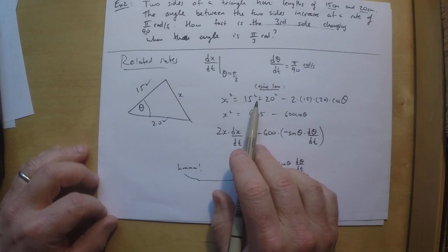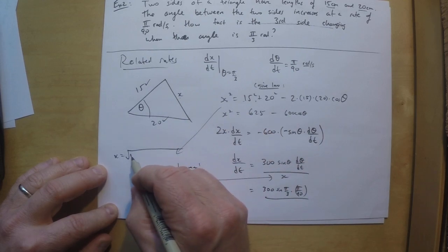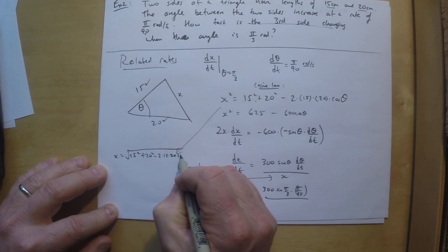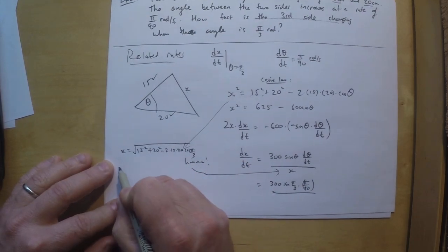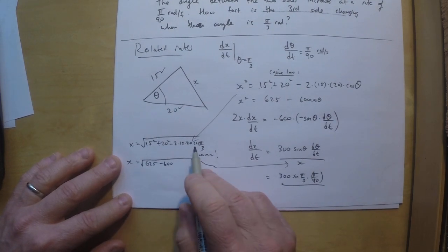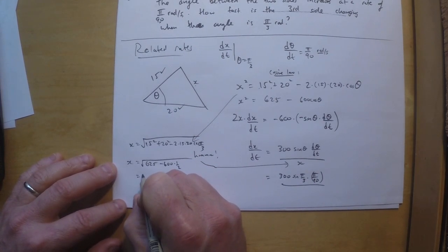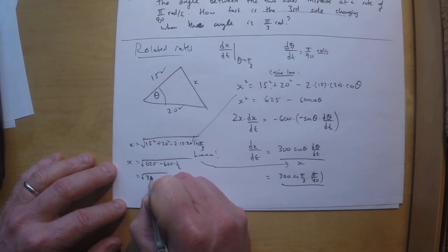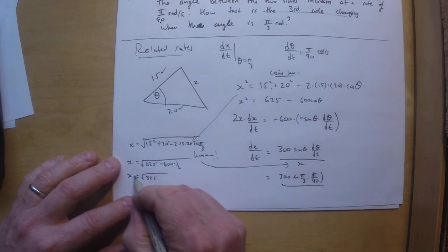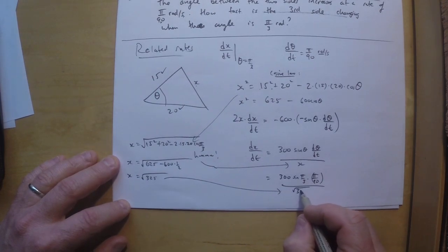But remember, I have x back here because x equals the square root of 15 squared plus 20 squared minus 2 times 15 times 20 times cos of pi over 3. Can I do it without a calculator? Well, 625 minus 600. Cos of pi over 3, cos of 60 is a half. So this would be 300, this would be 325. Now, is that a nice number? Nope, that's okay. Leave it like that even. So I can actually just plug that into there. Why make it messier?